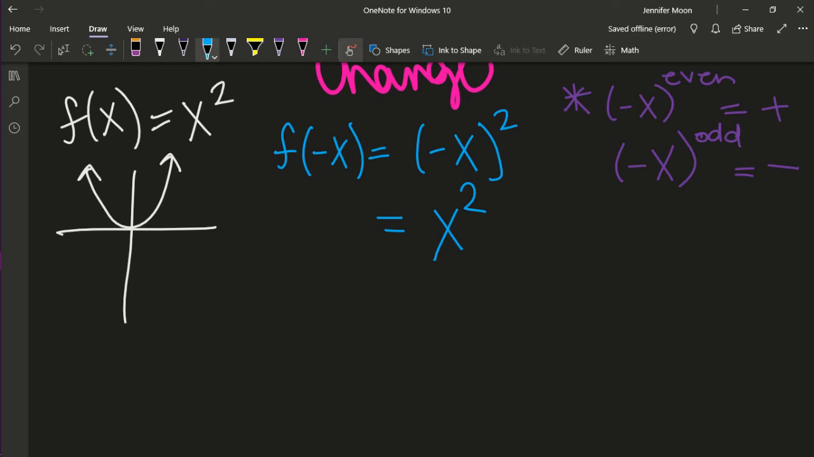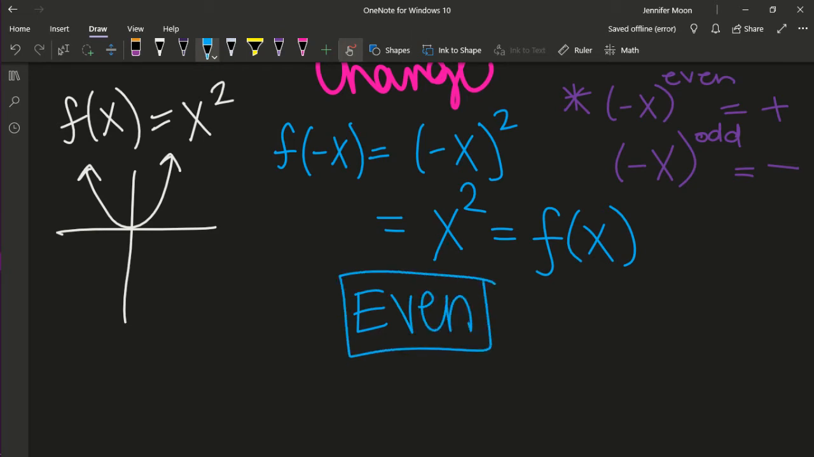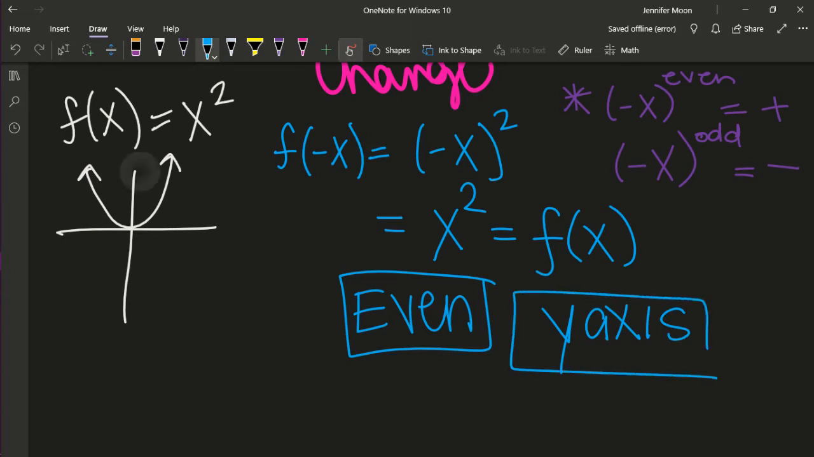No signs changed. So this would say that it is equal to my f of x, which means that this is an even function. And this has symmetry along the y-axis. And if you notice, pretend this was on a piece of paper. If you actually folded it right there, the right-hand side to the left-hand side, they will lay on top of each other, and that is the symmetry.